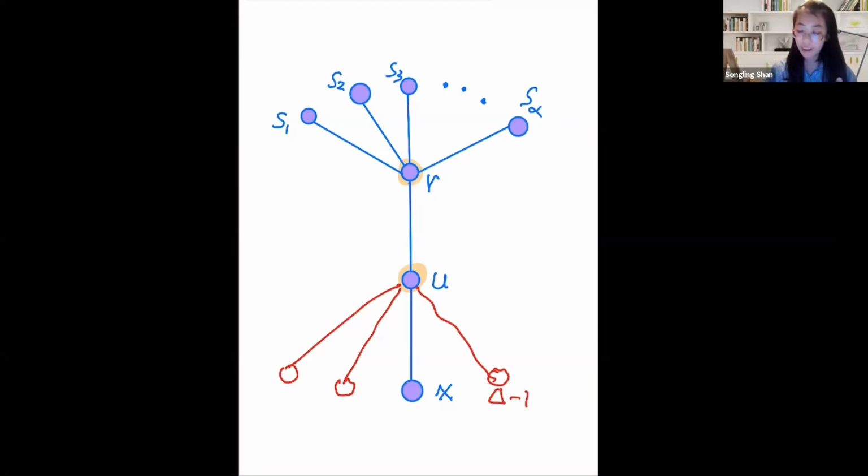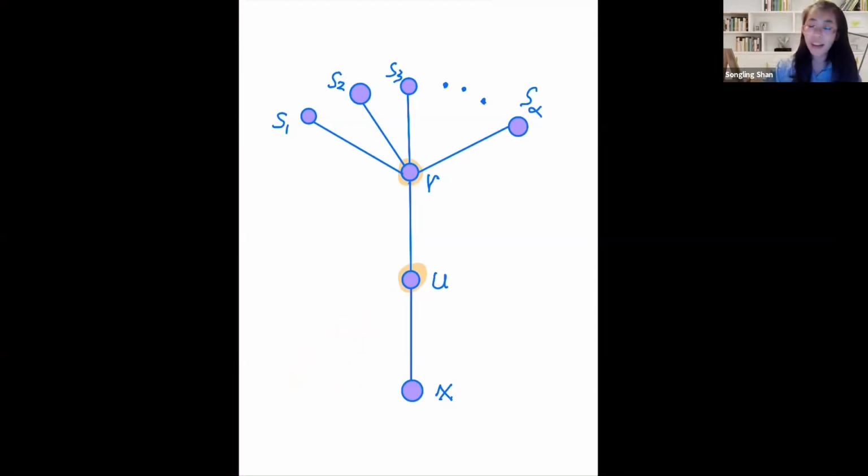For the work of Christian and Rembrandt for the delta equals 5 case, they just enumerate all the possibilities. But for us, because delta can be anything, we cannot enumerate everything. So we have two breakthrough ideas. The first is to show that as long as U has 3 small neighbors outside the neighborhood of R, we can already find a contradiction. And how do we get these 3?